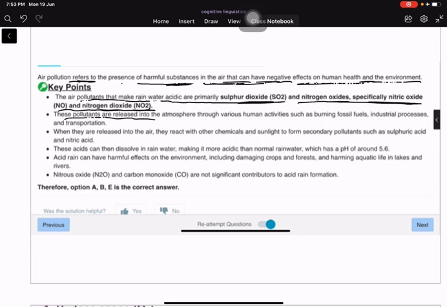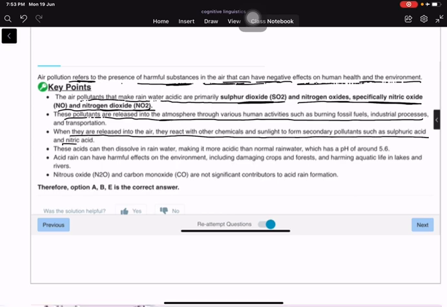These pollutants are released into the atmosphere through various human activities such as burning fossil fuels and industrial processes. When they are released into the air, they react with other chemicals and sunlight to form secondary pollutants such as sulfuric acid and nitric acid. These acids can dissolve in rainwater, making it more acidic than normal rainwater, which has a pH of around 5.6. A pH below 5.6 is acid rain.